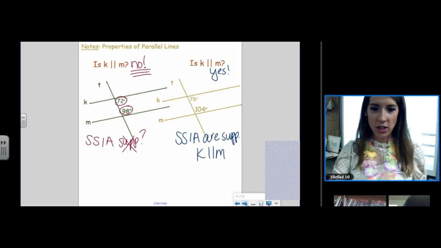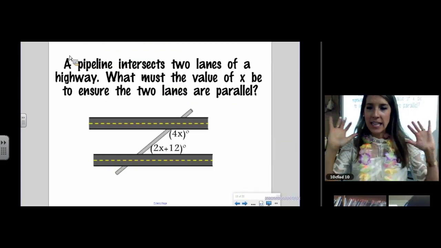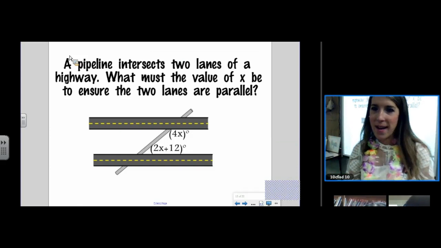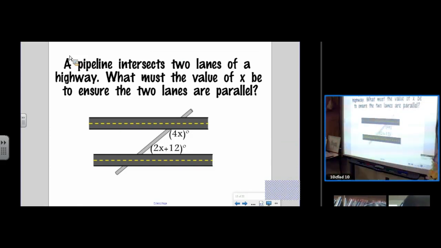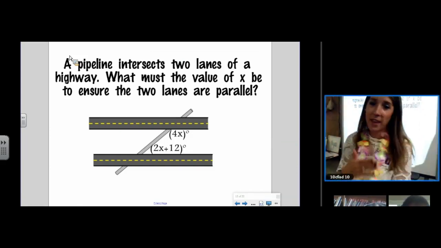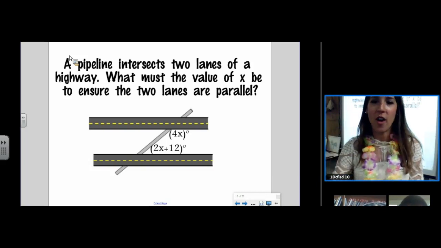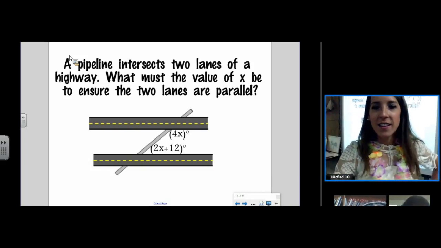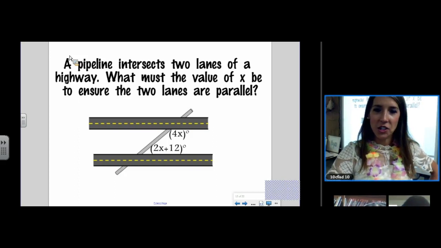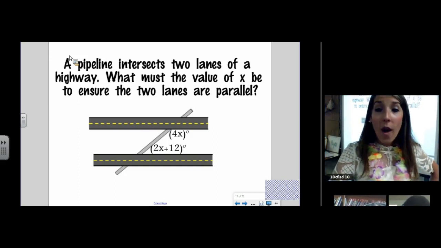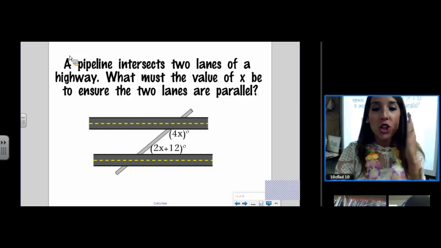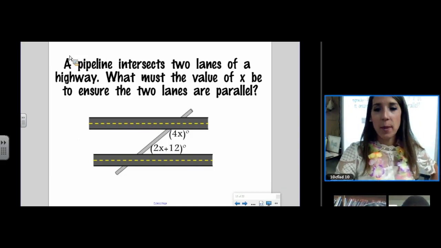Yes or no question. Trying to connect it to the real world here, people. Try my best. A pipeline intersects 2 lanes of a highway, which totally happens. There's pipelines all underneath those highways. You can kind of check 290, look at the construction, and see what's underneath. What must the value of X be to ensure the 2 lanes are parallel?